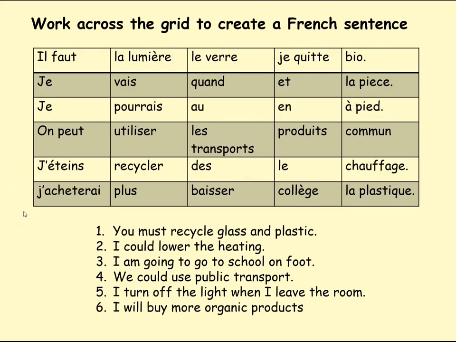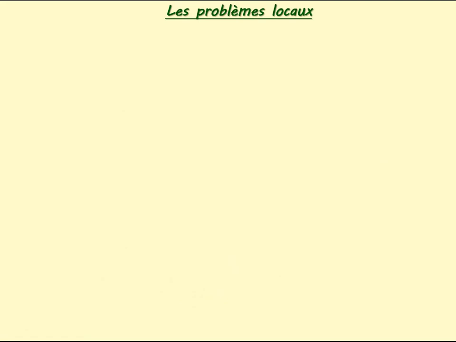Then there's this grid here you can work across to create these sentences. You find you must in the first one, recycle in the next one, glass in the next one, and so on. And some of these ones are a bit more muddled because of glass and plastic, because I can't put all of these in one column, the end parts are muddled here. So you can make 6 sentences using these to practice vocabulary from the last couple of lessons.